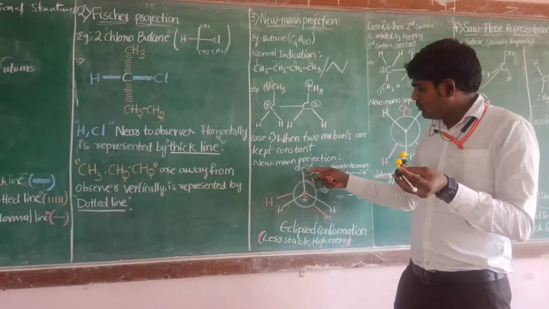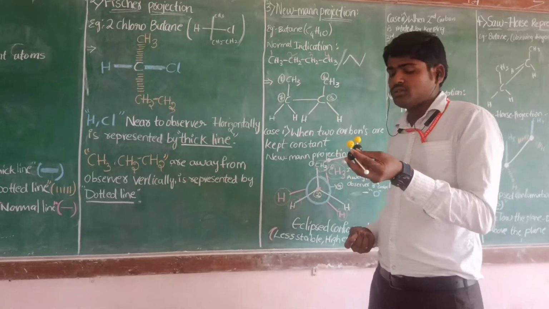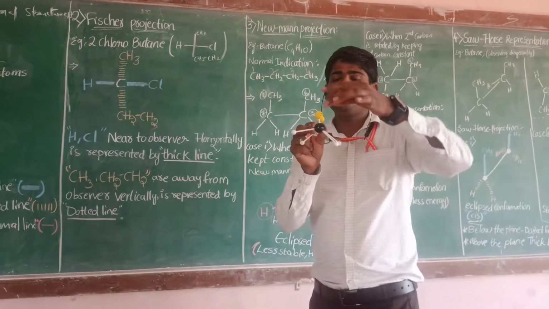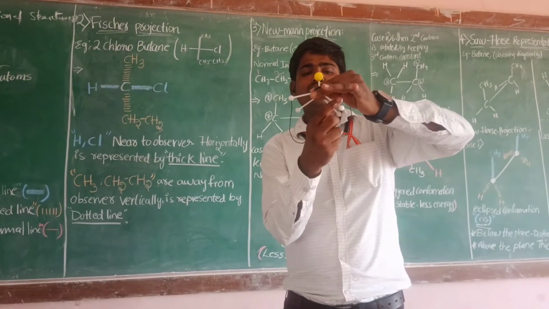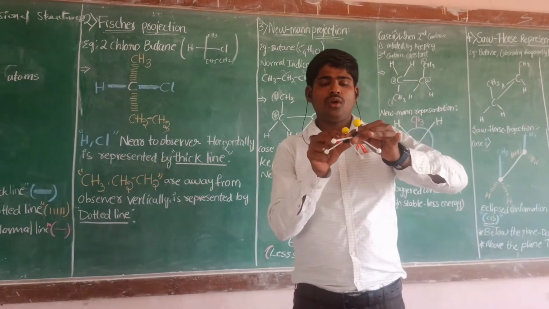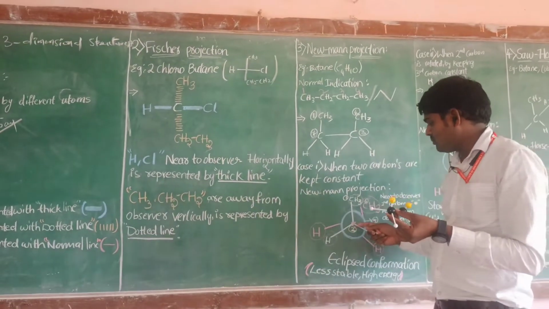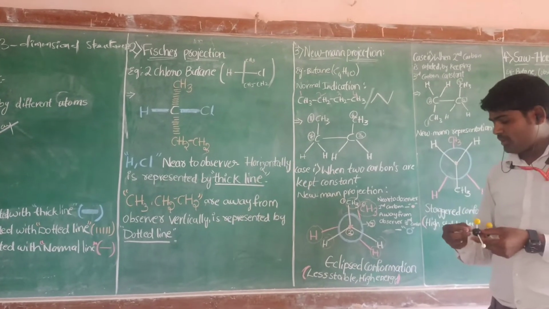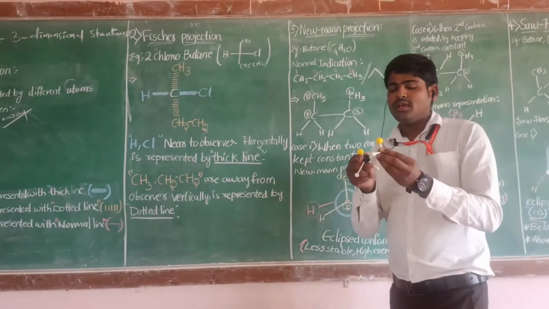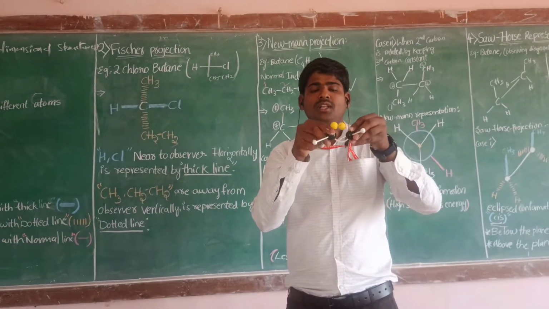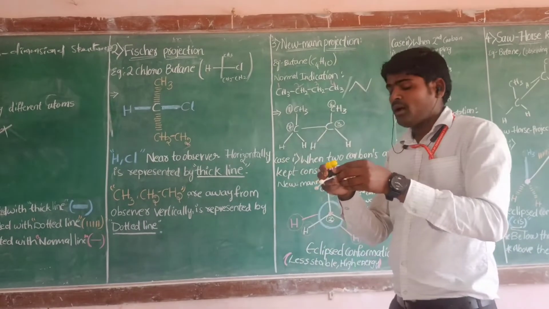So these two methyl groups are nearly overlapping, and these two hydrogens are nearly overlapping, and these two hydrogens also. So this conformation is called the eclipsed conformation. It is less stable and high energy. Why? Because of steric repulsion, steric interference. That's why it is less stable, with high energy.